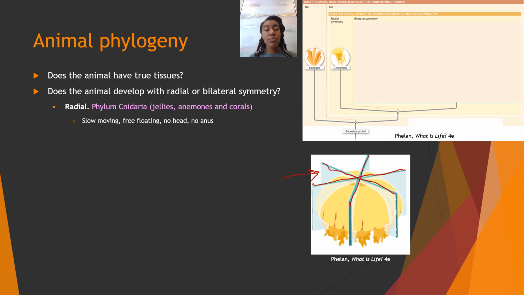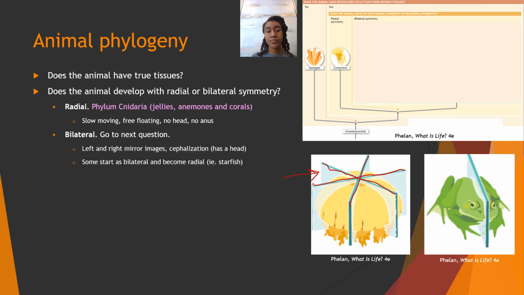And so some examples of organisms that exhibit radial symmetry are those that belong to the phylum Cnidaria. This includes your jellies, your anemones, and your corals. Many of the organisms that exhibit this symmetry are slow-moving or free-floating, and they have no head and no anus.